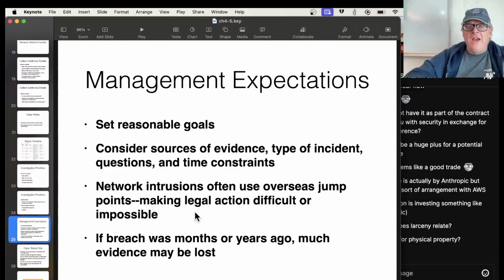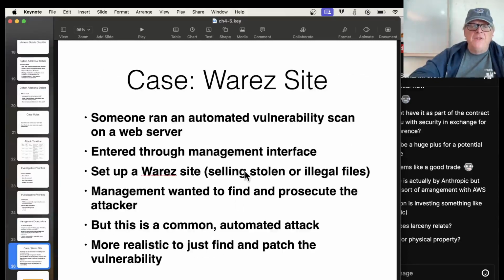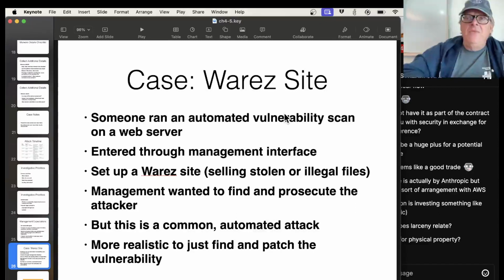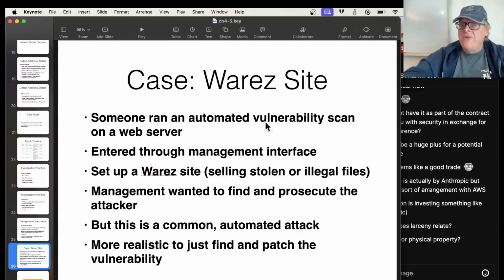All right, so you consider what reasonable goals are, consider your evidence. Like I say, legal action and identifying who attacked you is often impossible because they just bounce their attack off random foreign servers. And, of course, if you don't detect it quickly, a lot of the evidence may be lost as it's too late for the logs to be retained and such. So here's an example. The person detected an automated vulnerability scan. If you're the boss of the SOC, this is one of the first clues we have. You get an automated scan, which is really obvious, and now you know you're under attack.